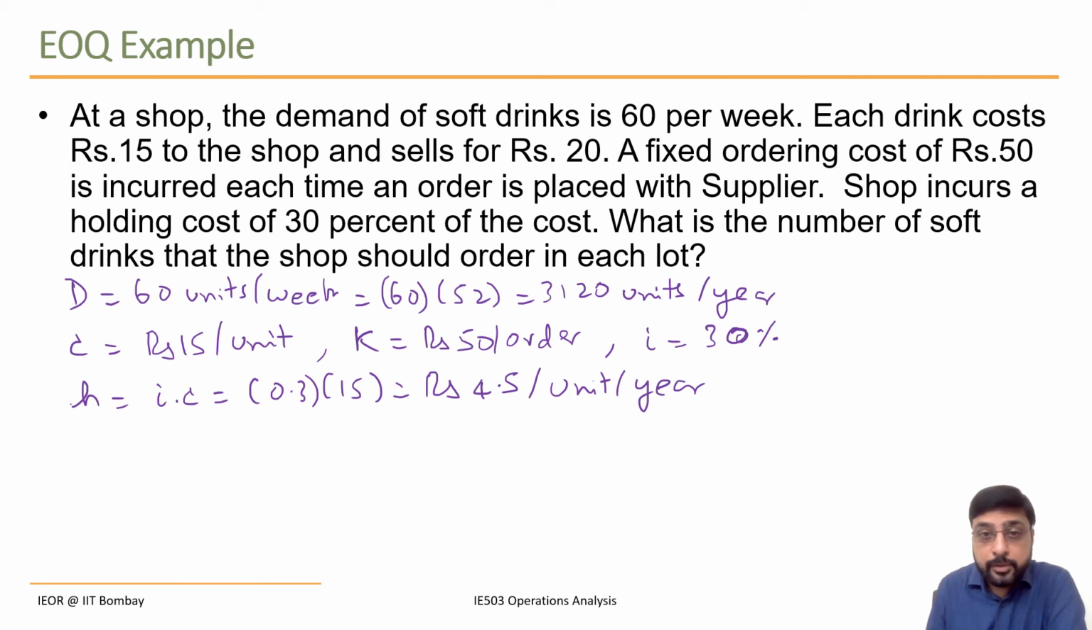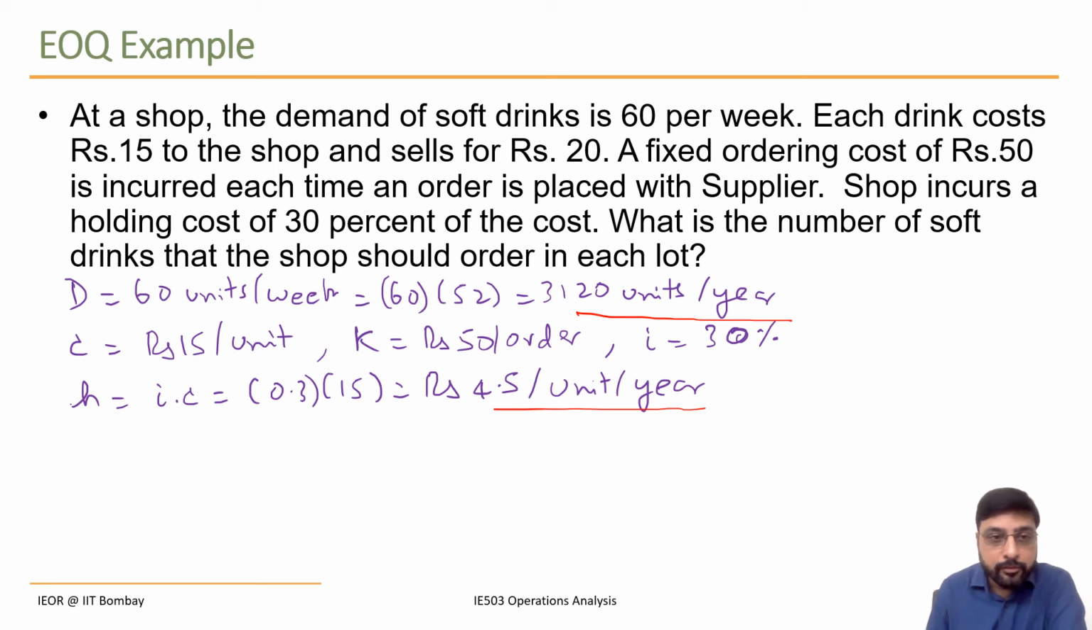So here, observe that your demand is also in units per year, and your holding cost is also rupees per unit per year. We need to ensure that both are in the same units. The interest rate usually comes as an annual interest rate, so it is easy to convert everything into annual demand and annual holding cost.